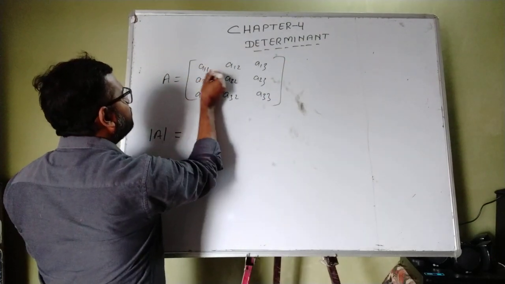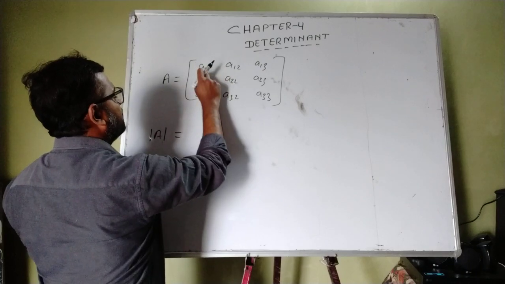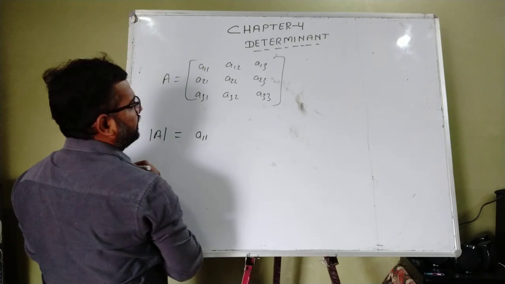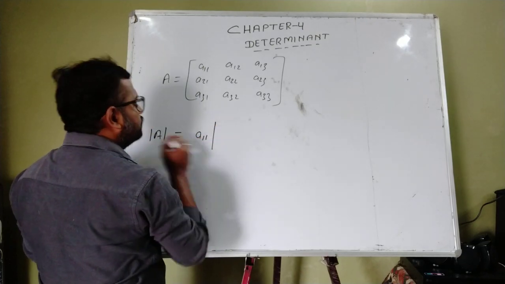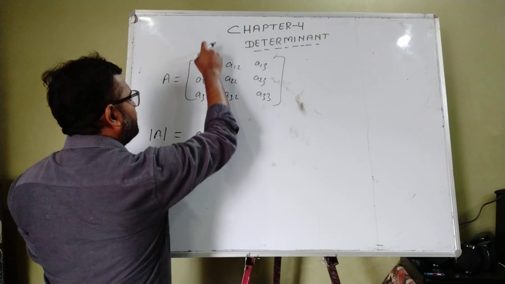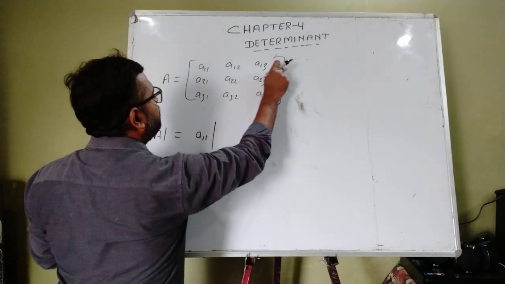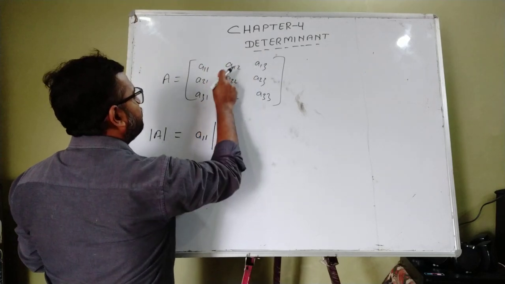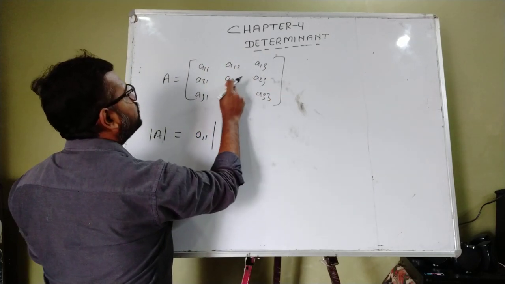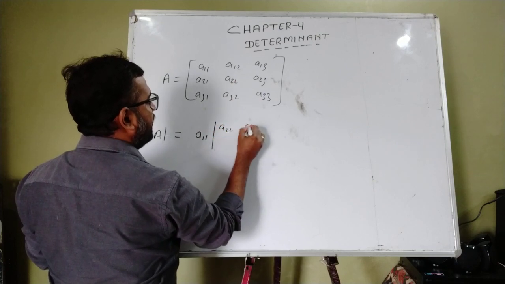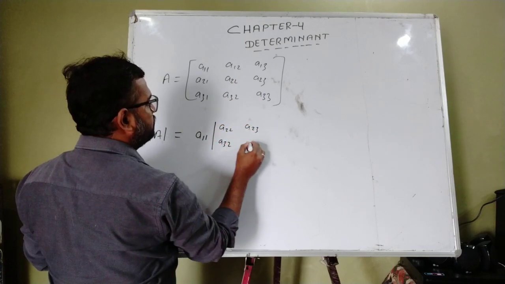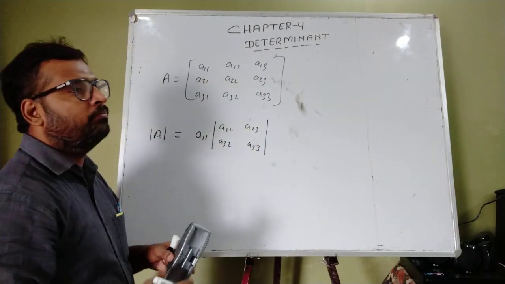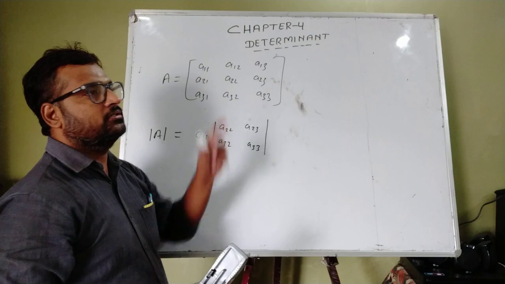So what is the sign of this A11? We have just checked that the sign of A11 is positive. So if we are taking A11, what we have to do is just delete this row and delete this column. If you delete this row and this column, what will we have? We will have A22, A23, A32 and A33. After deleting the row and column, we will have a submatrix.